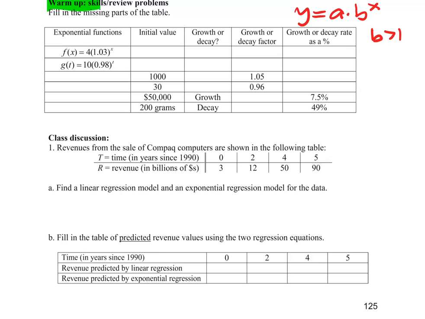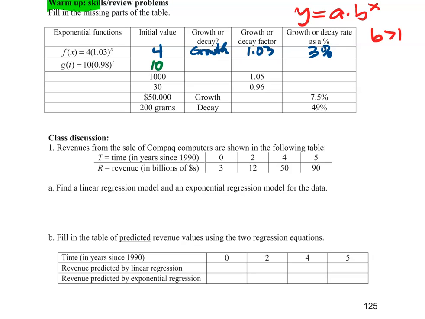So initial value for the first one is 4. Growth or decay, you see 1.03 is greater than 1, so this is growth. Growth or decay factor, which is our b, so 1.03, and growth or decay rate as a percent, that is 3%. Then the second one, g of t is equal to 10 times 0.98 to the power of t.